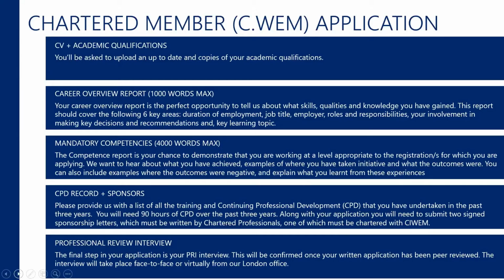So the next part of the written application is your career overview report. This is a 1,000-word report that's the opportunity to provide a bit of more of a detailed narrative around your CV. In this, you should tell us the skills, qualities, knowledge you've gained so far in your career and cover 6 key areas. So the duration of your employment, your job title, your employer, roles and responsibilities, and your involvement in making key decisions and recommendations and learning topics.